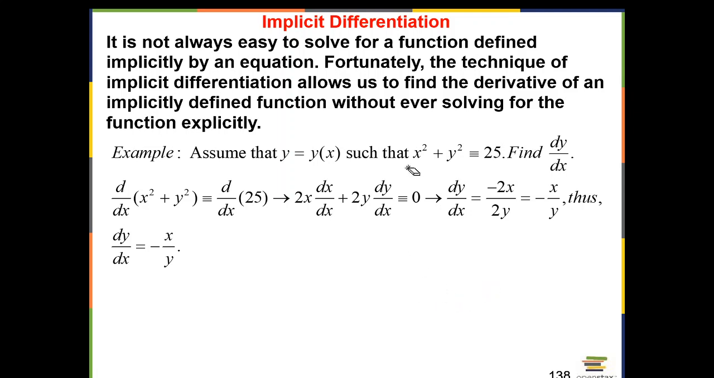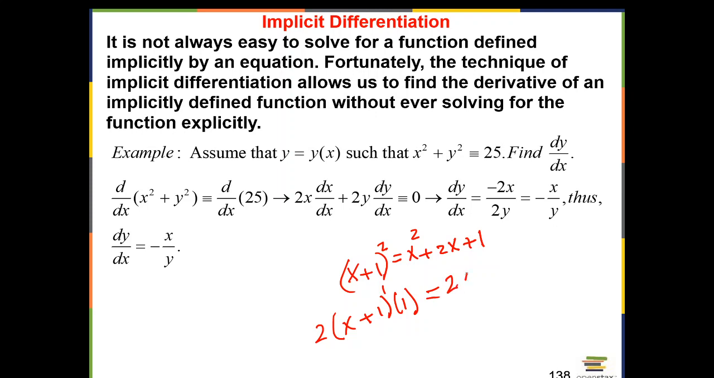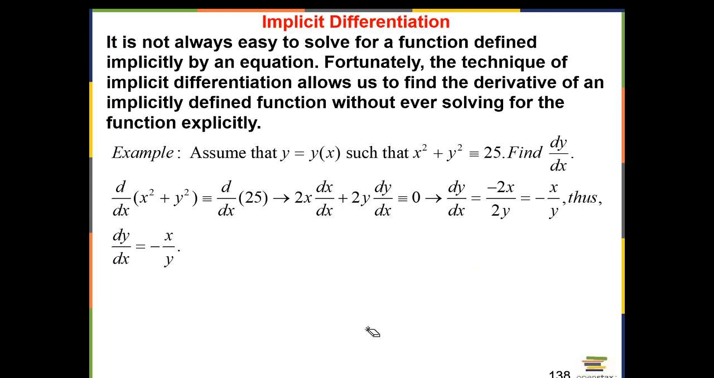Now with an identity, this works. Let me give you an example of an identity. So what is the derivative of this side by chain rule? It would be 2 times x plus 1 to the first power times the derivative of the inside, which is 1. What's the derivative of this side? Well, it's 2x plus 2. And notice that that's the same thing, right? So if we are dealing with identities, we can take the derivative of both sides and get away with it. But if you're dealing with equations, that's not actually true. Okay, so we assume we are dealing with identities, so we can take the derivative of both sides.